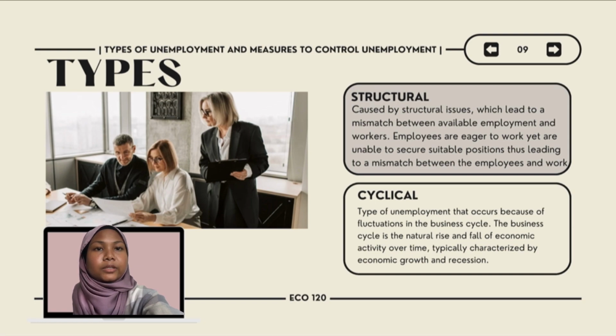The fourth type is cyclical unemployment. Cyclical unemployment refers to the type of unemployment that occurs because of fluctuations in the business cycle. A decrease in economic output results in a low business cycle and an increase in cyclical unemployment.